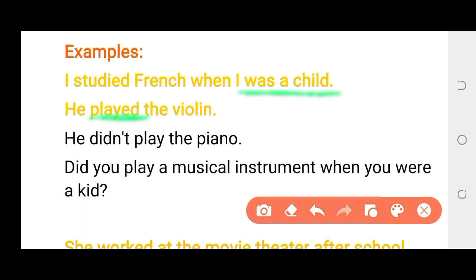He didn't like tomatoes before. But this indicates he may like or may not like tomato today. Did you live in Texas when you were a kid? I didn't go to New York. It's a negative form of the past tense. Did I go to New York? Interrogative question.